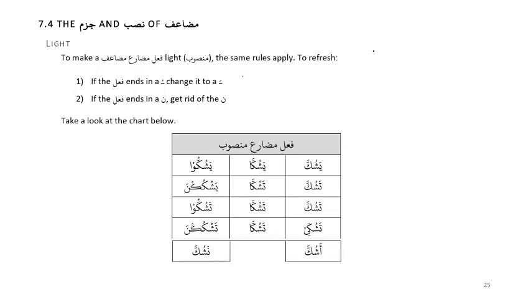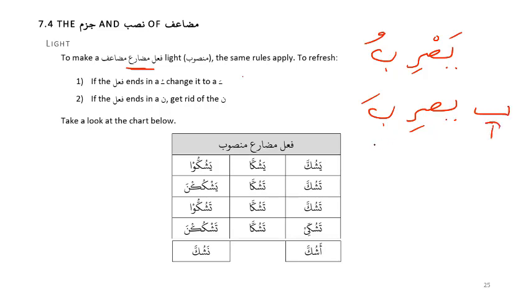a lot of material, but in a way, this is also a recap. Do you remember one of the things we've talked about in fail mudare: by default, fail mudare has a dhamma at the end. So, for example, we say yadribu, but sometimes we say yadriba. When do we say yadriba? When there is something before that makes this mansub, right? Lan yadriba, for example.